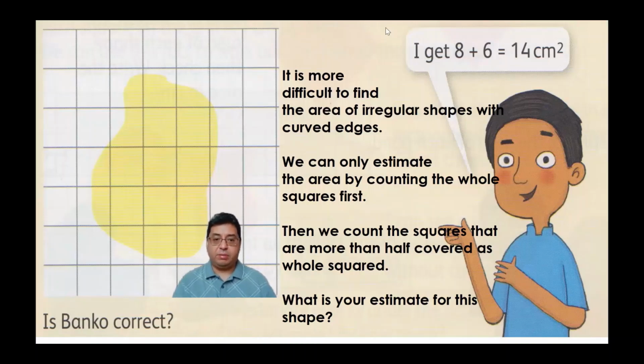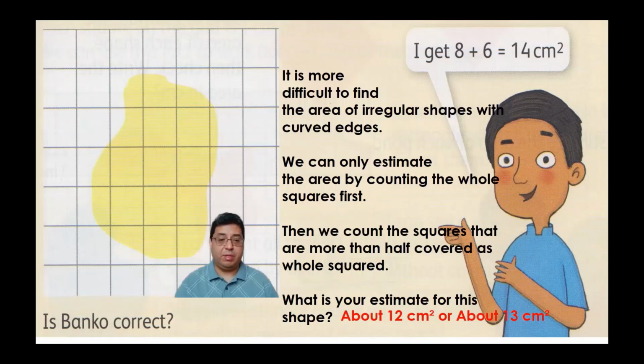Okay, now following these rules, this is what he's saying. So my question here is, what is your estimate for this shape? Again, like I said, you can only count the whole squares first as one whole unit. Then you just take the half covered ones, basically round them up to one whole, and then decide for yourself. So the answer I'm going to show is actually going to be a couple of them. You can say that it is either about 12 square centimeters or about 13 square centimeters. So it really does vary on what your opinion is.